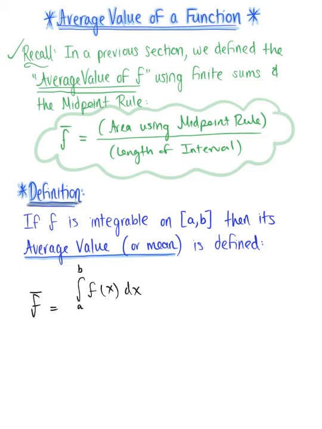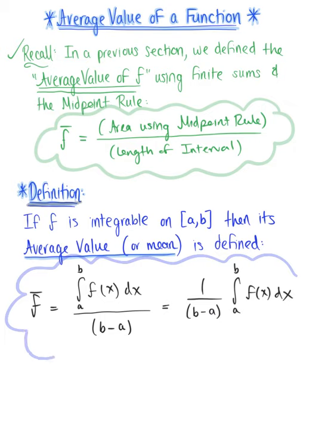So there's the area. And then we need to divide this by the length of the interval, so that's the difference of the endpoints, b minus a. Oftentimes we'll simply rewrite this as 1 divided by b minus a multiplied by the definite integral from a to b of f of x dx. So this is the same formula as above, but the exact average value because we're using the definite integral. So let's look at an example.